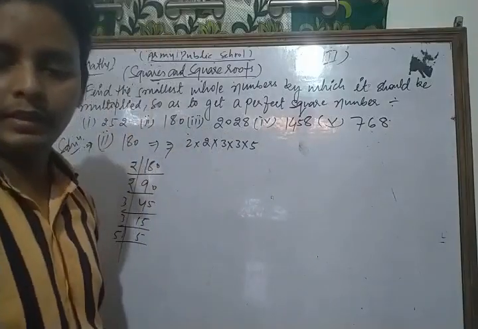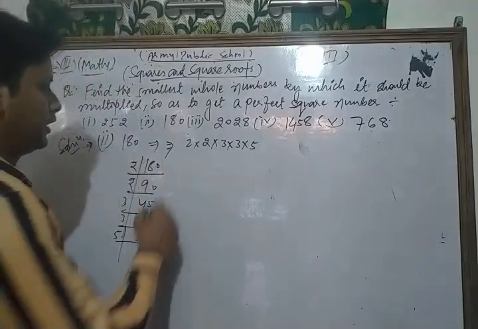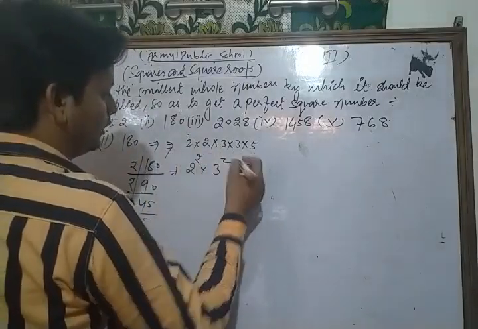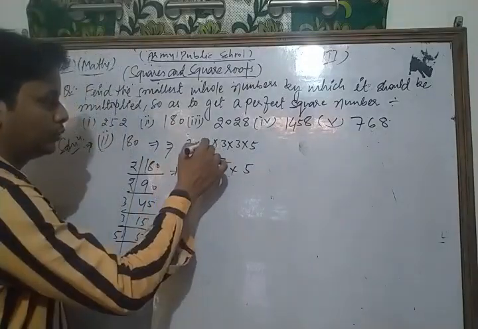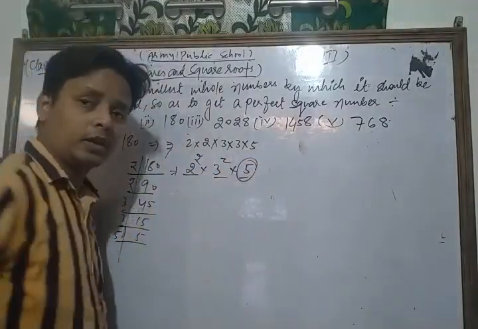Now we observe that we can write 2 square into 3 square, but 5 we write as 5 to the power 1. So here 2 is in pair, 3 is also in pair as a square, but 5 is not in a square.